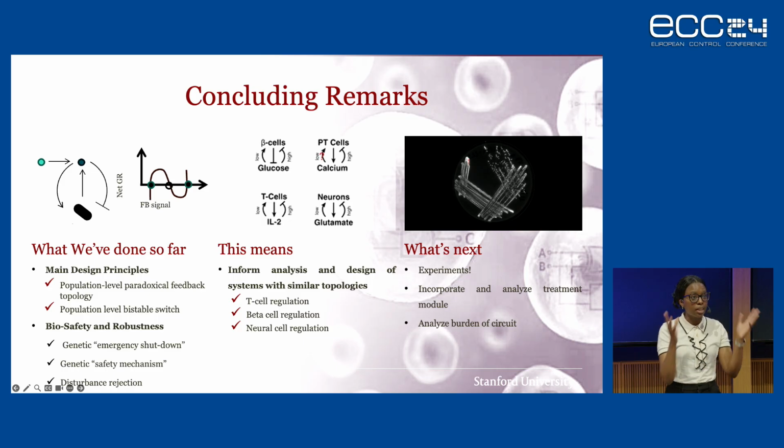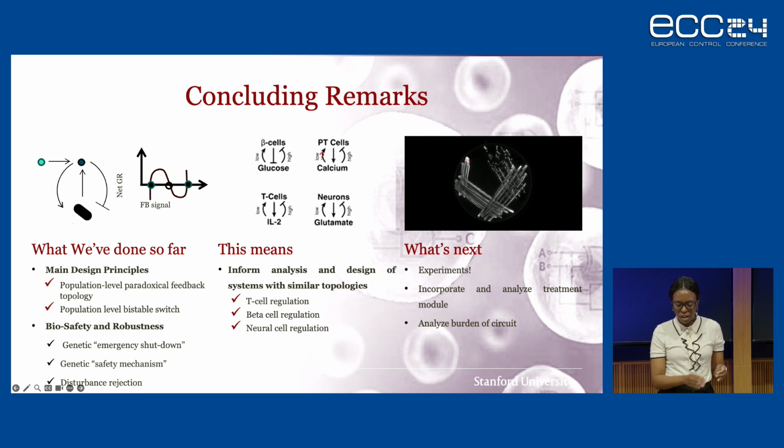So to conclude, we've shown how paradoxical feedback at the multi-cell level can exhibit bistable population dynamics. This bistability is useful for mutational robustness, as well as for a population-level switch. And we've presented a specific circuit design in E. coli, but this methodology could potentially be used in different contexts and with different components.